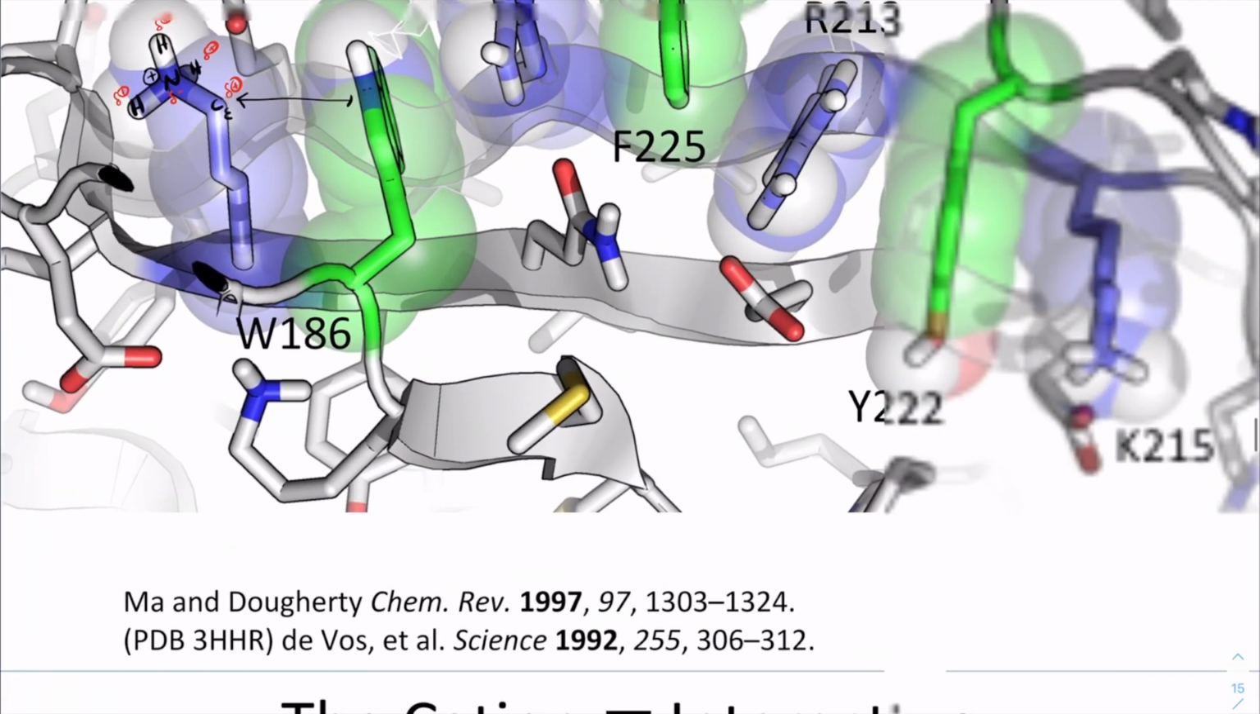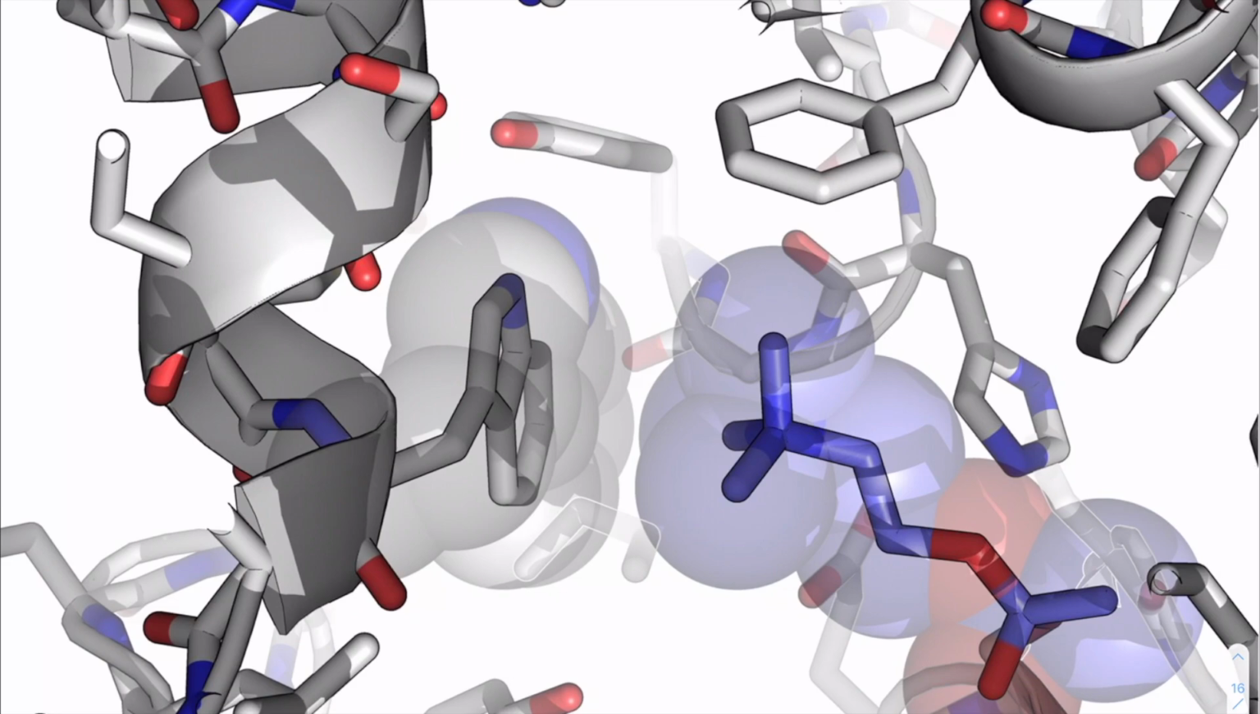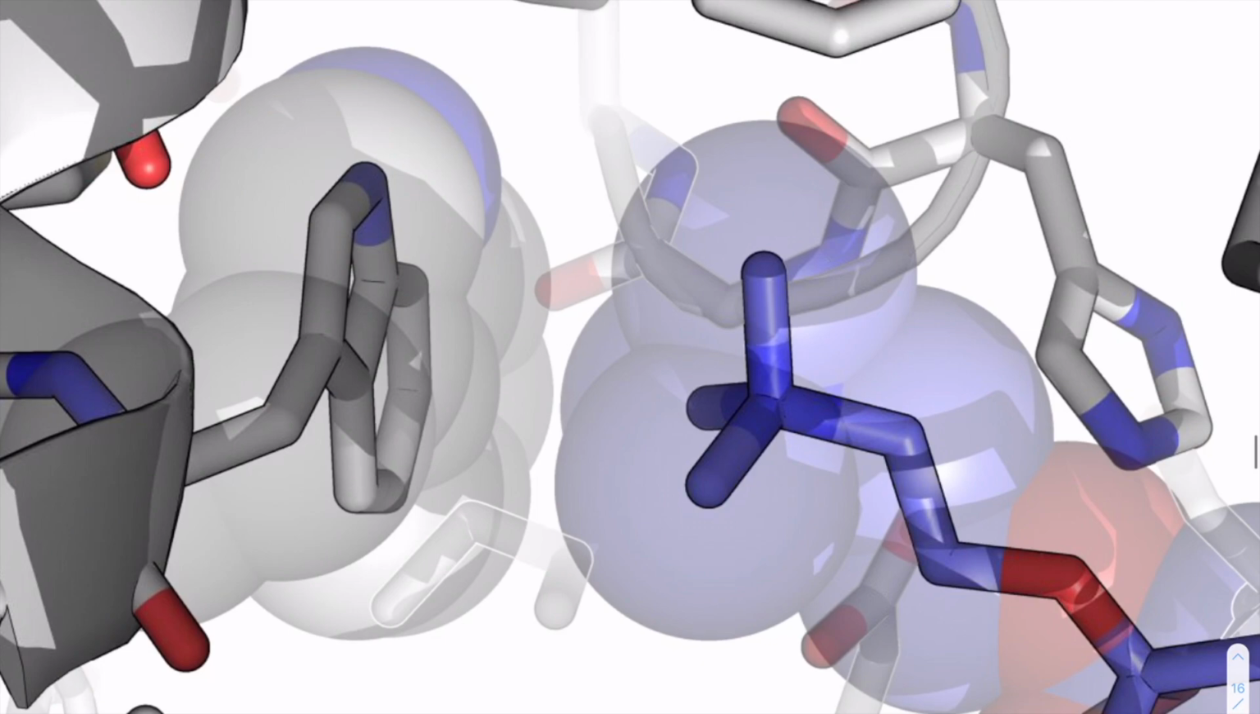I think there was maybe another I wanted to show you. This is in a molecule called acetylcholine esterase, and this is a tetraalkyl ammonium group hovering over a tryptophan.